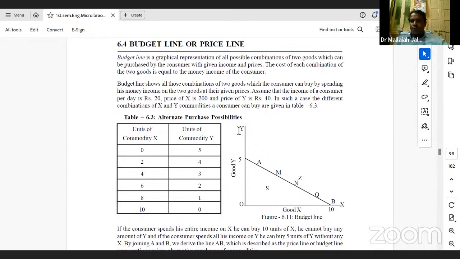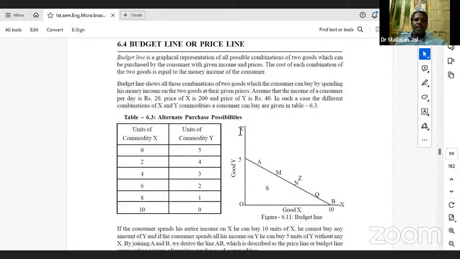Budget line. This is important from the examination point of view for short questions. The budget line represents all the combinations of two commodities which can be purchased by the consumer with a given income level. What does it mean? For example, the consumer has some limited amount of money. With that limited amount, how much he is going to spend on the two commodities X and Y, that represents the budget line.